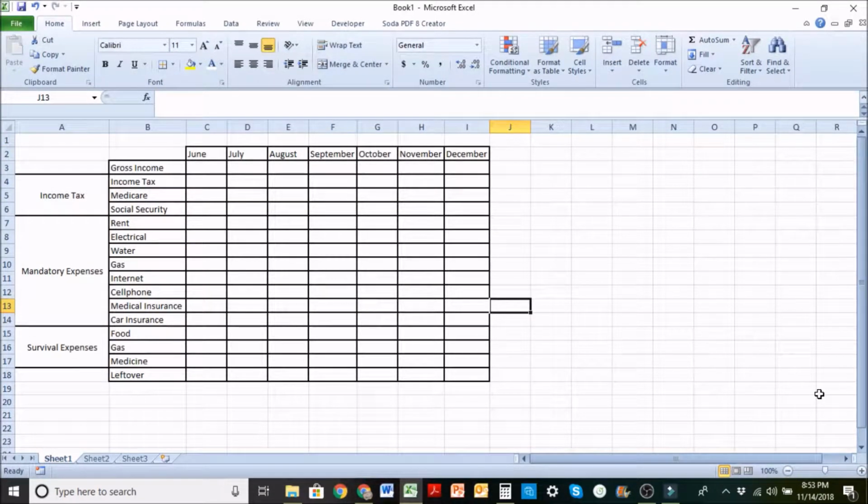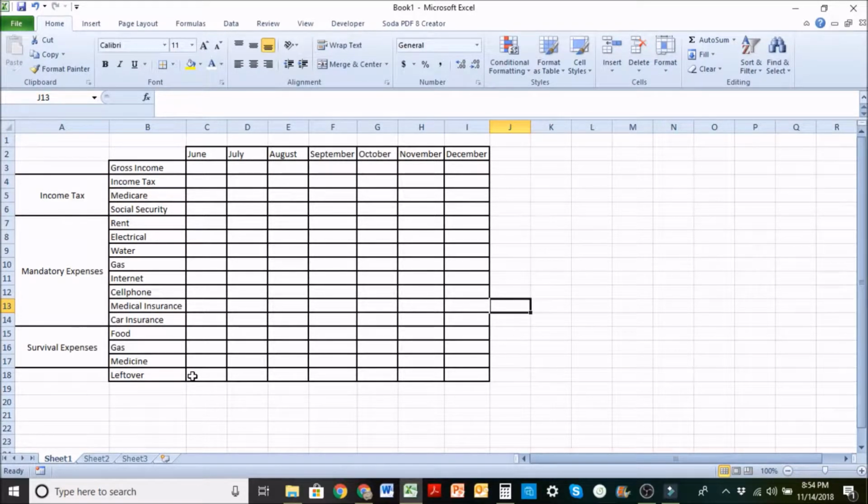So what I've gone ahead and done is created some of your standard expenses that most everyone has and grouped them into what I spoke about in my previous video: income tax, mandatory expenses, and survival expenses. Do remember that if you take your gross income and subtract everything, that is what you have left over. Our objective is to have a positive number in the leftover field.